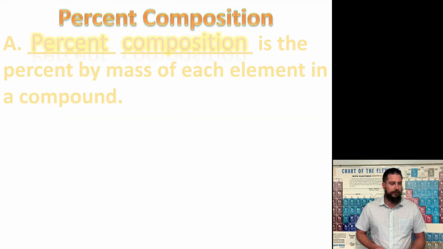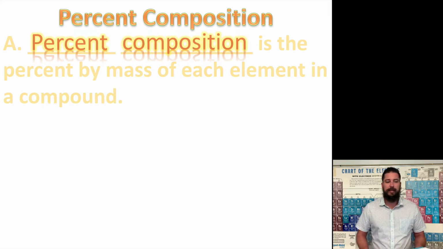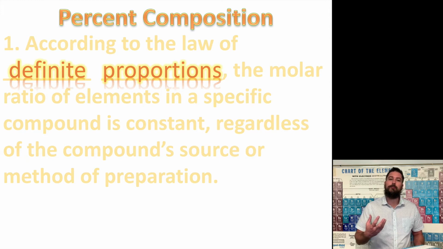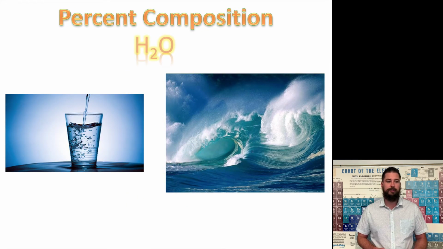All right. So percent composition is the percent by mass of each element in a compound. And so according to the law of definite proportions, the molar ratio of elements in a specific compound are constant. In other words, no matter what sample of water you get, the water will always have 2 hydrogens and 1 oxygen. And so the ratio of the hydrogen to oxygen is a 2-to-1 ratio in water. In carbon dioxide, it's a 1-to-2 ratio. And so again, no matter where you get water from, it's going to be 2 hydrogens and 1 oxygen.